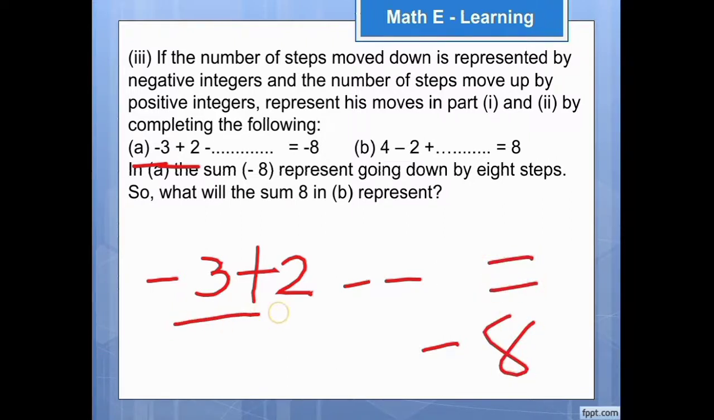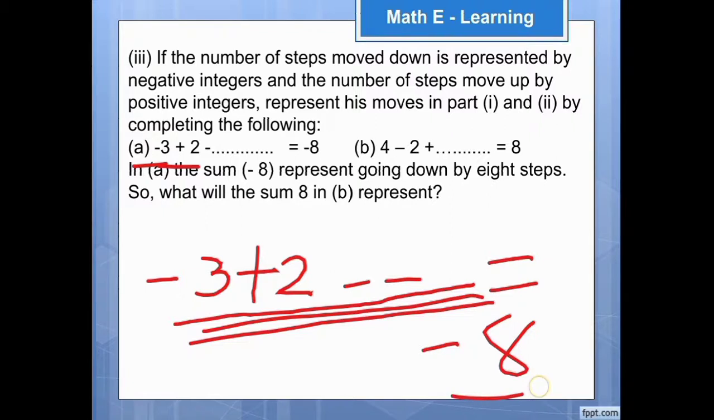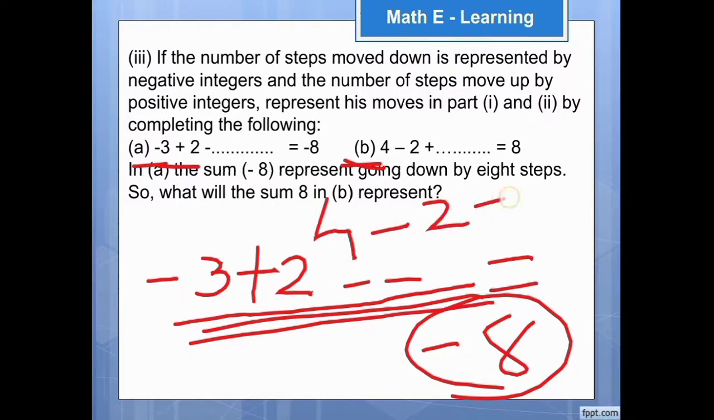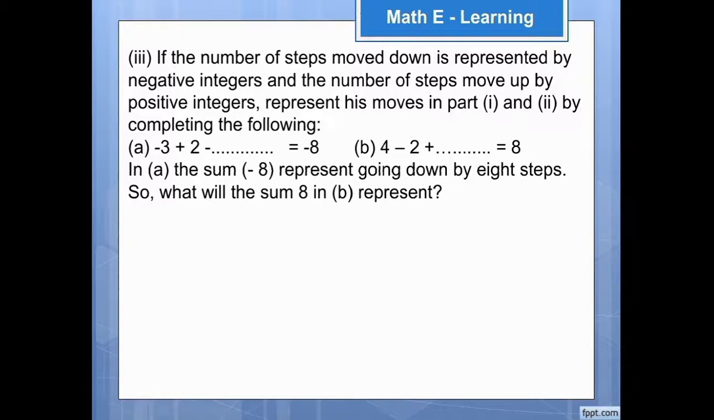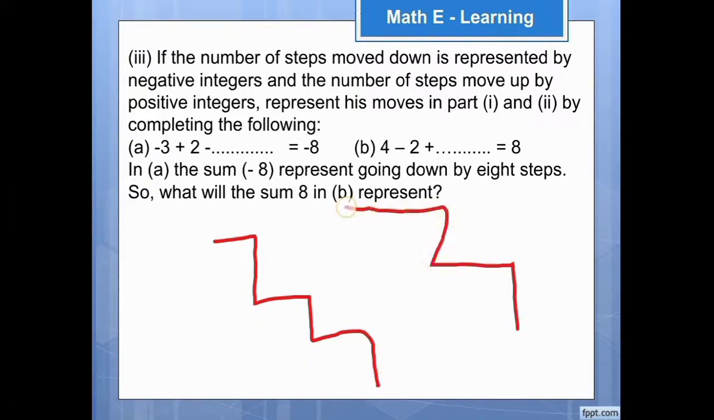Okay, so you have to think about this series. So how many steps you have to complete to get the answer -8. Then after that you have another series, which is 4 minus 2, and you have to complete this series also to get the answer 8. And one more thing is given here, which is you have to consider negative integers for moving down and positive integers for moving up.